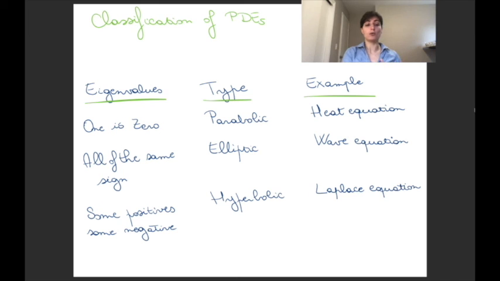Otherwise, you can have all the eigenvalues having the same sign. It doesn't matter if they're positive or negative, they're all on the same side. That means that the type of PDE that you're looking at is elliptic, and you have the wave equation. And then sometimes you have eigenvalues that are positive and eigenvalues that are negative, but none being 0. Then you have hyperbolic type PDEs. The example we have seen is the Laplace equation.